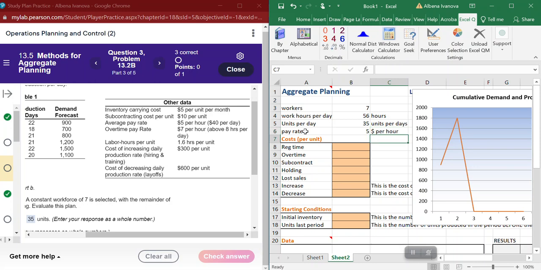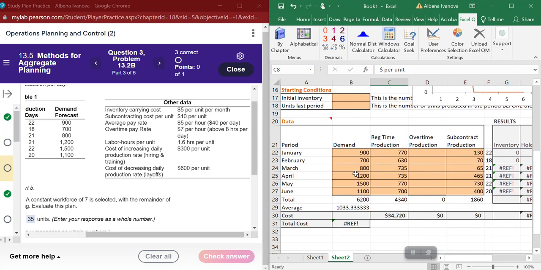per hour. So if my regular pay is $5 per hour, how much does it cost regular time per unit? So I know that for each unit I need 1.6 hours. So the regular pay per unit will be equal to 1.6 hours multiplied by 5 because $5 is the regular pay. So the total regular time pay per unit will be $8 per unit. So this is labor cost per unit.